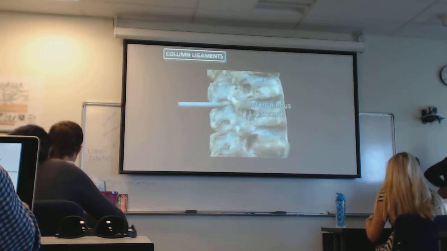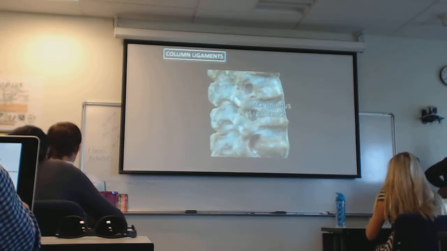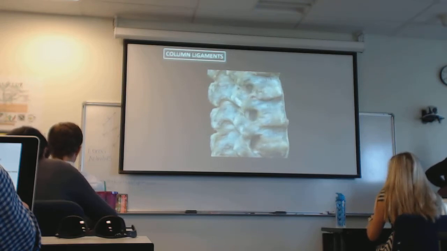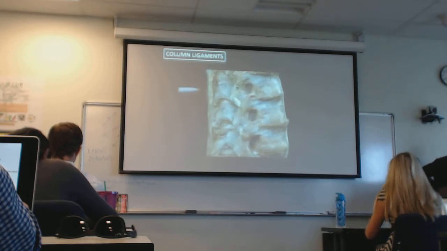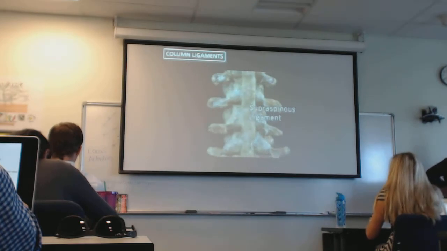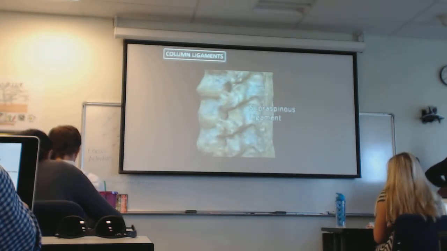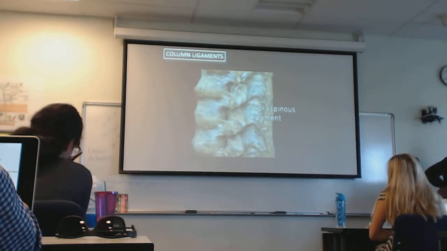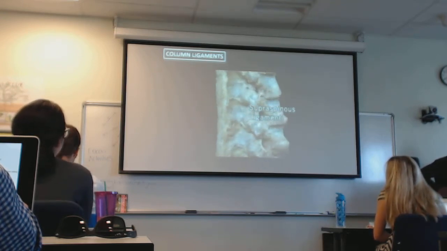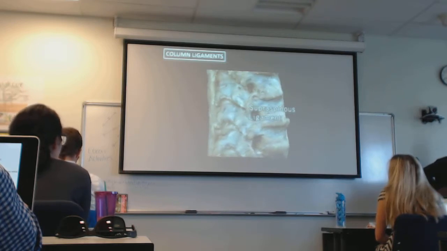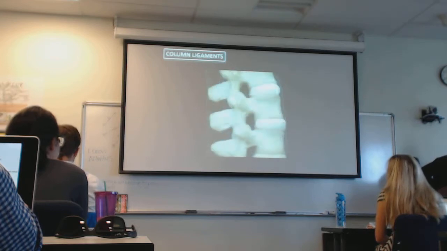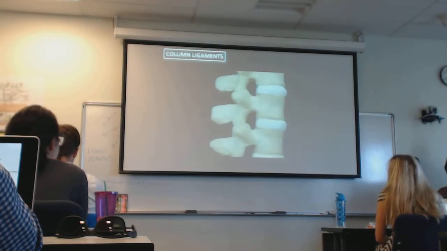Here they are. They run from the lower edge of one spinous process to the upper edge of the next one. Now we'll add the supraspinous ligament to the picture. Here it is. The supraspinous ligament merges with the interspinous ligaments. It runs the whole length of the vertebral column, connecting the tips of the spinous processes. The supraspinous ligament serves as a midline attachment for some important muscles, as we'll see later. These ligaments help to limit flexion of the spine.